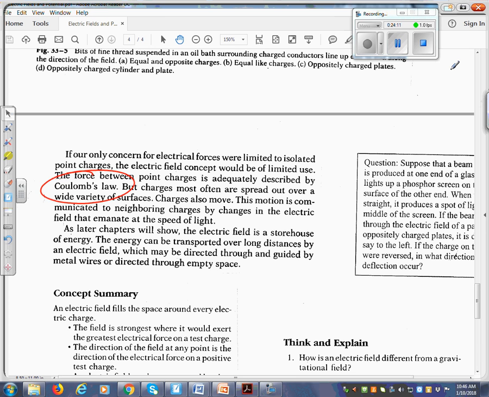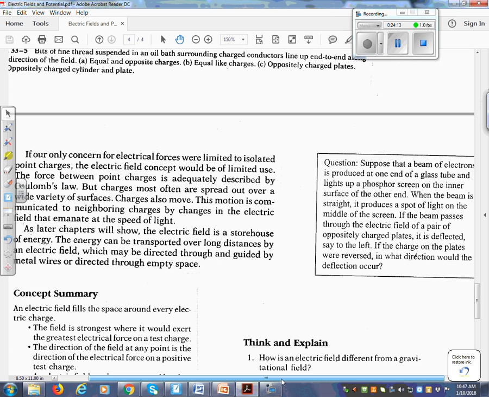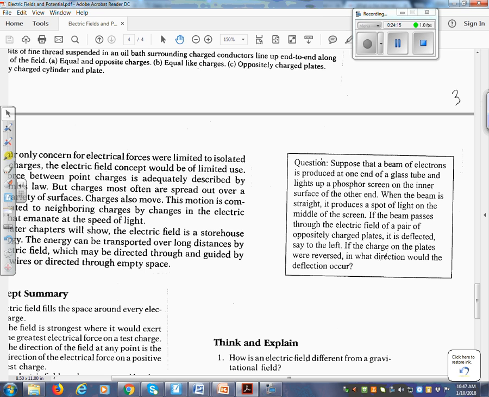Okay. One last thing here before I sort of move on a little bit. Question. Over there on the right-hand side. See that box on the right-hand side? Suppose a beam of electrons is produced at one end of a glass tube and lights up a phosphorus screen on the inner surface of the other end. When the beam is straight, it produces a spot of light on the middle of the screen. If the beam passes through the electric field of a pair of oppositely charged plates, it's deflected, say, to the left. If the charge on the plates were reversed, in which direction would the deflection occur?